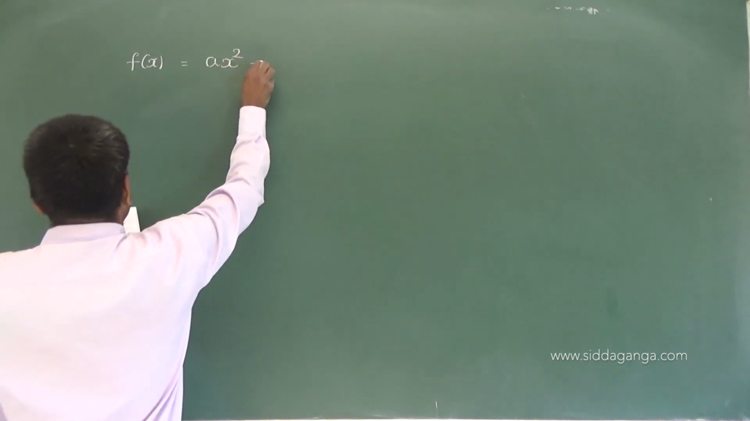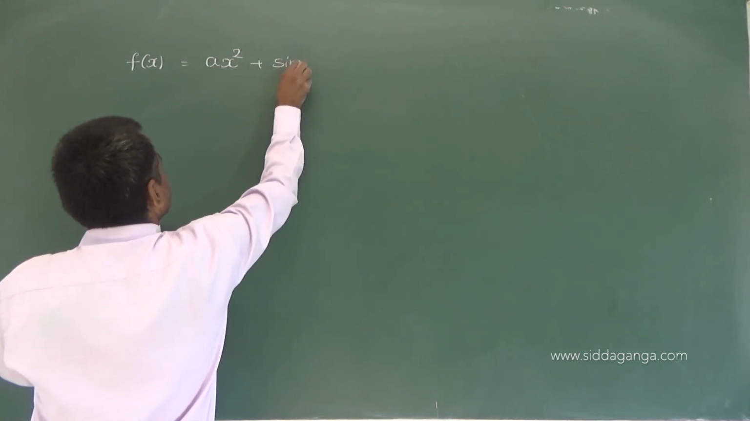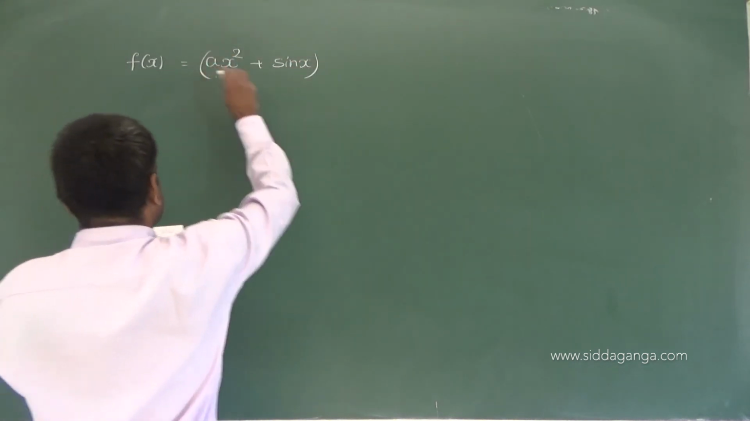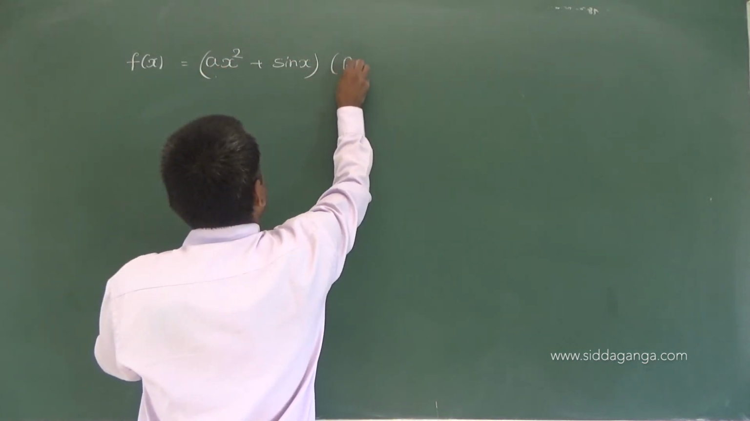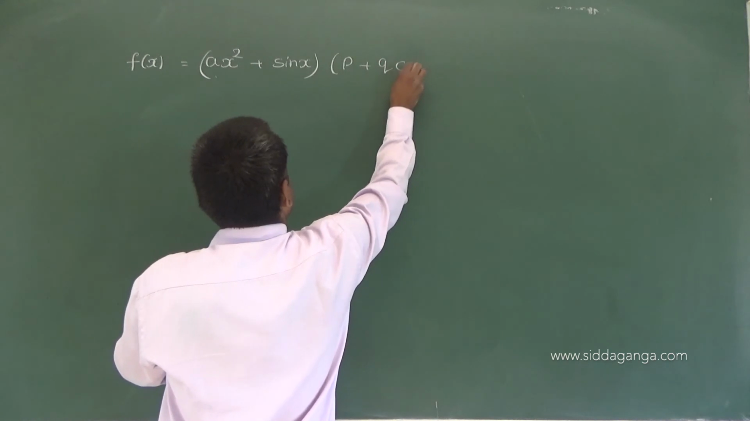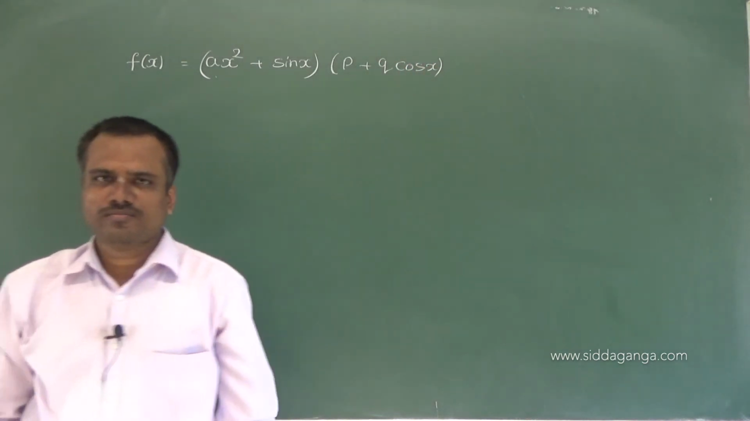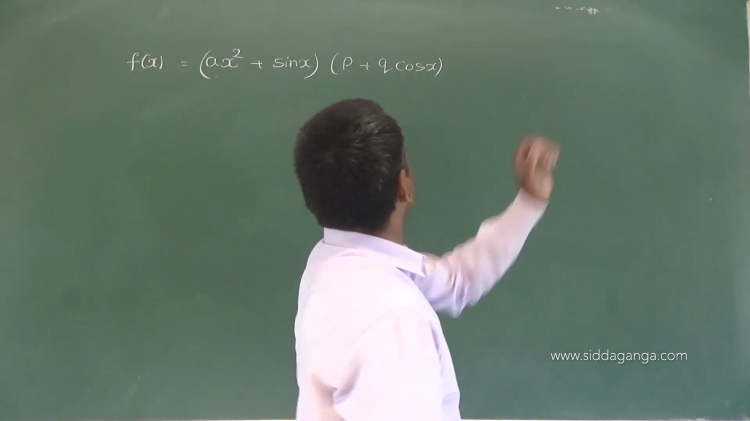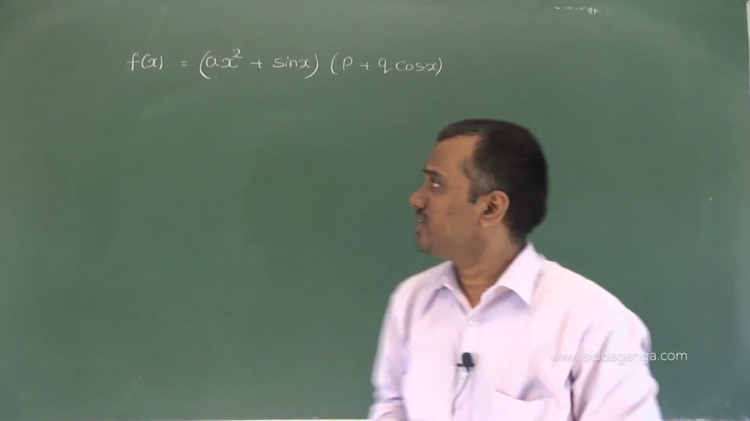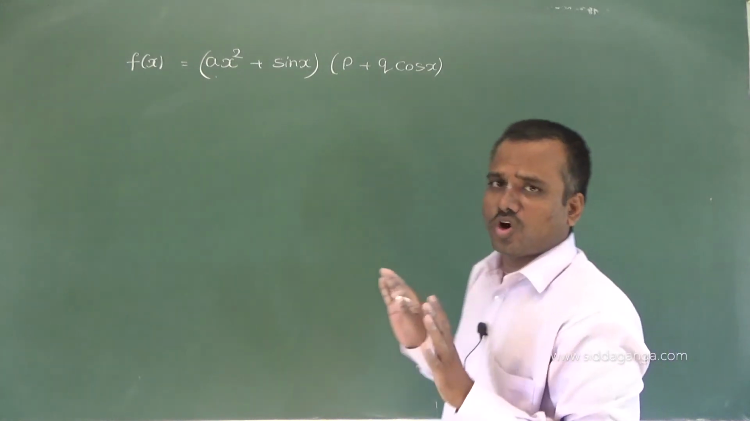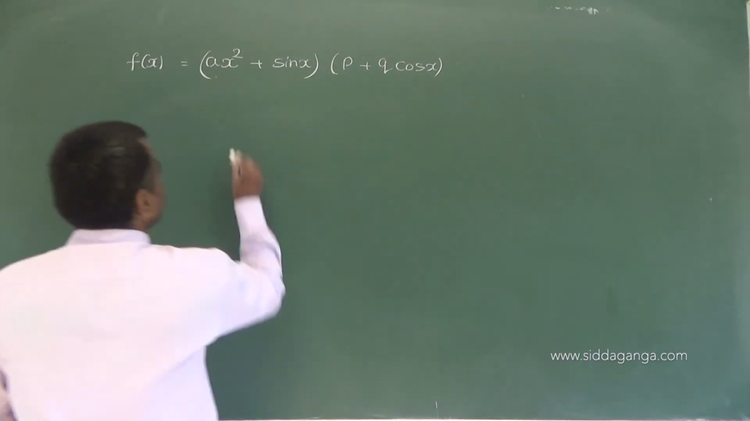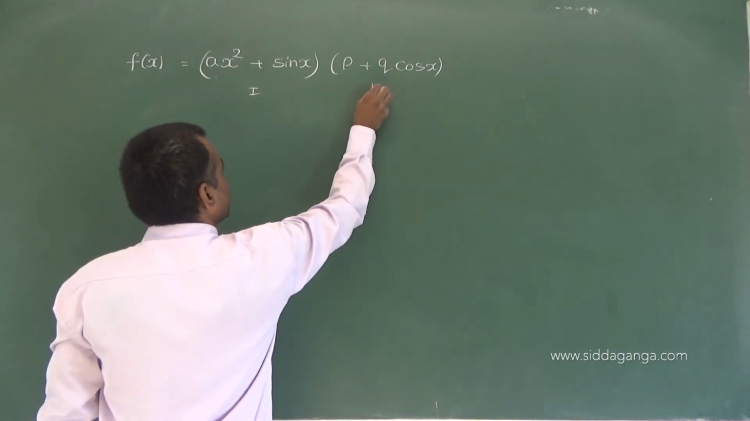f(x) = (ax square + sin x)(p + q cos x). Here a, p, q are constants. This is the first function, this is the second function.